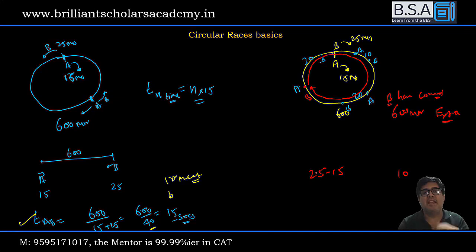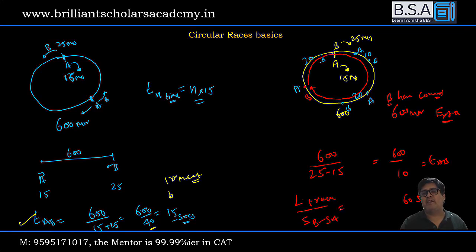How much does B need to travel extra? B needs to travel 600 extra. So what is the time required for A and B to meet? 60 seconds. इसको highlight करो. Does it look like to you as you are dividing the length of the track by speed of B minus speed of A is equal to time of meet? So in same direction, you basically subtract the speed.